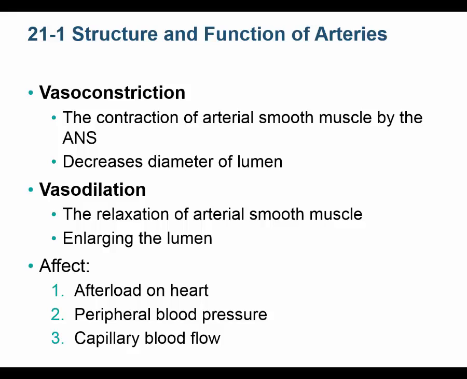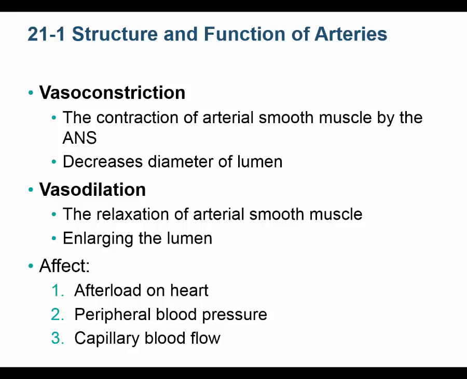Vasodilation is, by the way, did I just say that backwards? I should have said this. Vasoconstriction is making the cross-sectional diameter smaller. Vasodilation is making the cross-sectional diameter bigger. When you make the cross-sectional diameter bigger, you decrease peripheral resistance. When you make the cross-sectional diameter of the lumen smaller, you increase peripheral resistance. And we'll look at that and the effect that has.